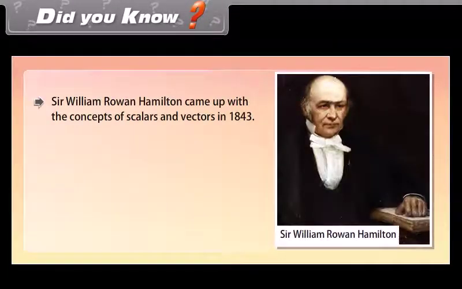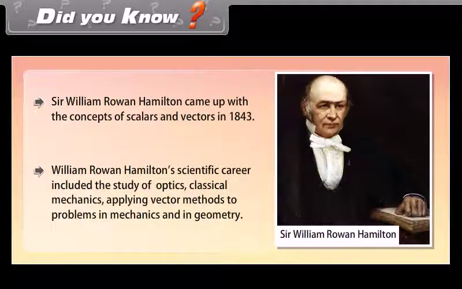Did you know? Sir William Rowan Hamilton came up with the concepts of scalars and vectors in 1843. William Rowan Hamilton's scientific career included the study of optics, classical mechanics, applying vector methods to problems in mechanics and in geometry.